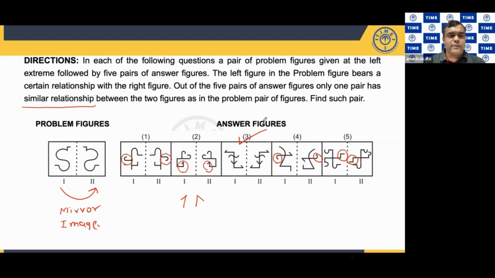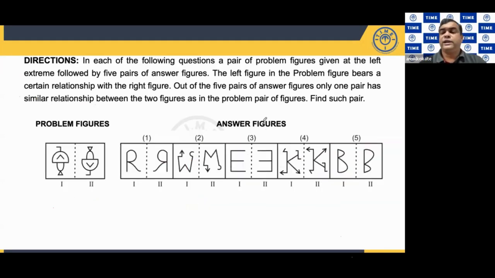Next, can you try this question? Come on, fast, a bit. Can you try this question?